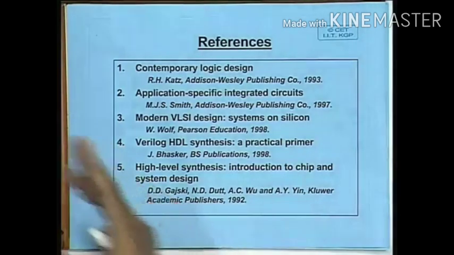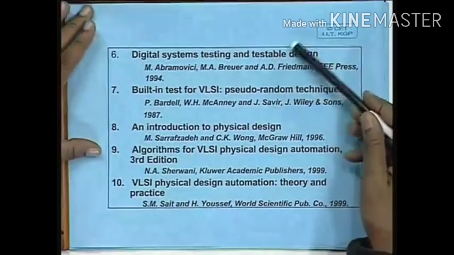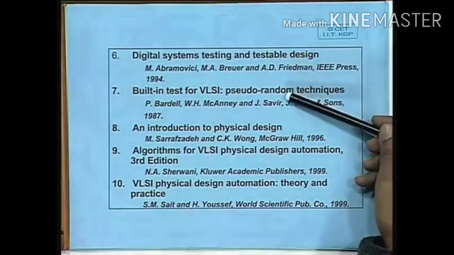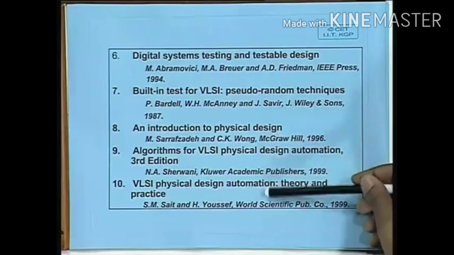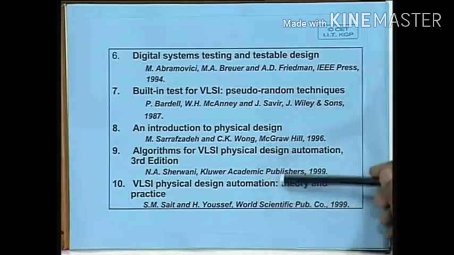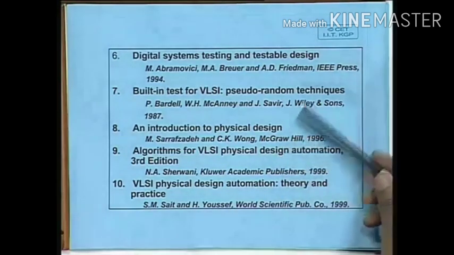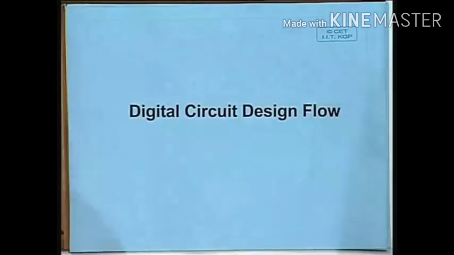Then we have some more references. There are two books which I have referred here for testability analysis, testable design, and the last three books are concerning physical design automation, placement, layout, routing, etc. Okay. So, during the course of this course, we would be referring to these books as and when required. Okay. So, to start with, we begin by talking something about digital circuit design flow.